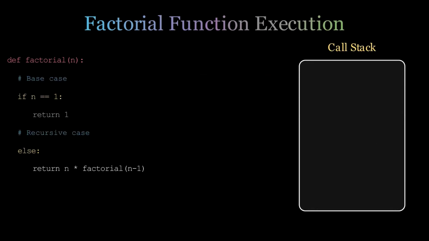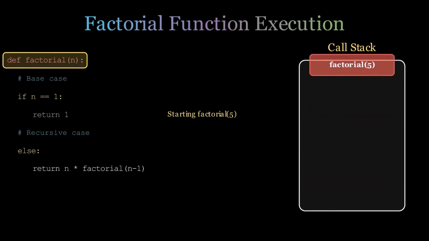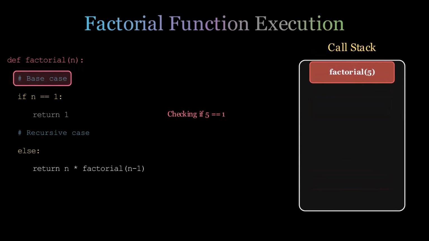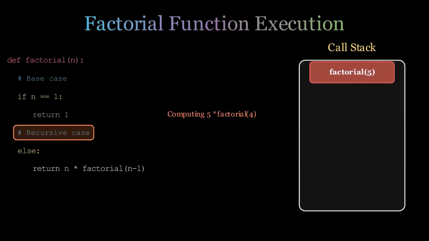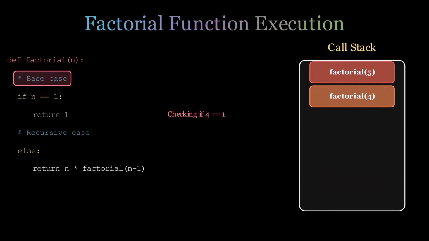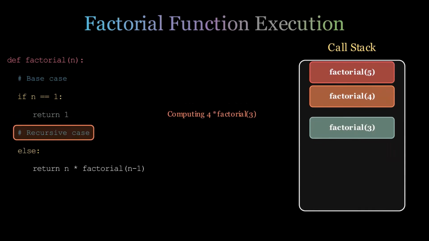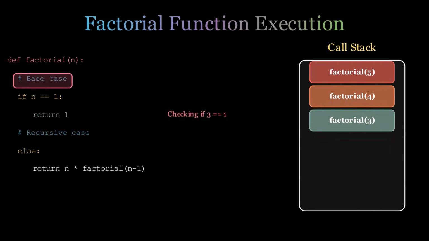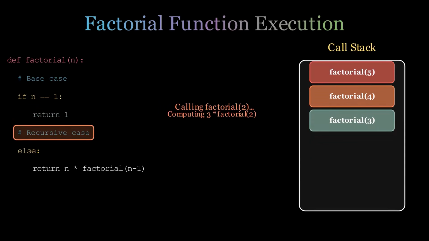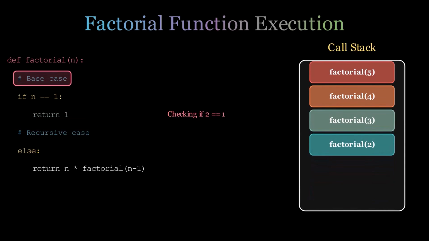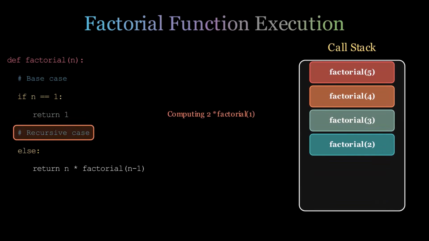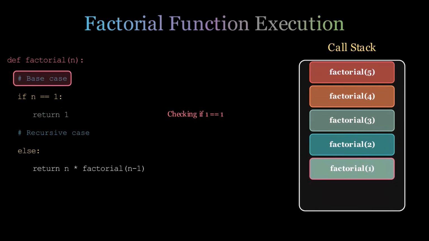Now, watch the process unfold in a call stack. Function calls 5 factorial. It sees the recursive step and checks if it is the smallest possible problem, then asks for 4 factorial. 4 factorial is called. Function checks if it is the base case, then it asks for 3 factorial. 3 factorial is called. Check if it is the base case, then it asks for 2 factorial. 2 factorial is called. Check if it is the base case, then it asks for 1 factorial. 1 factorial is called. Check if it is the base case. Then it hits the base case and instantly returns 1.